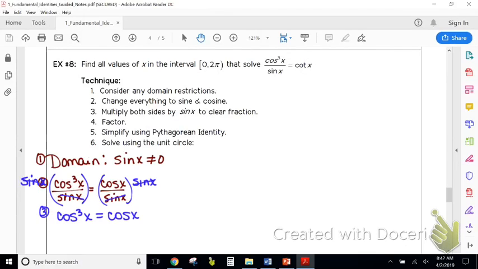Well, how do we solve an equation when we have two different forms of the same variable? Like, what if this had been x cubed equals x? We would need to factor. In order to factor, it has to be set equal to 0. All right, so let's get this set equal to 0. So let's subtract one of them over to the other side. So we got cosine cubed of x minus cosine of x equals 0.